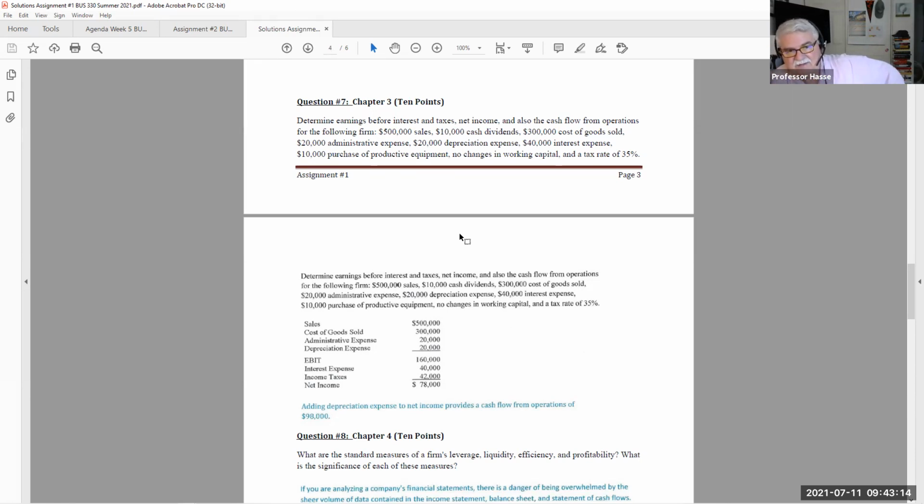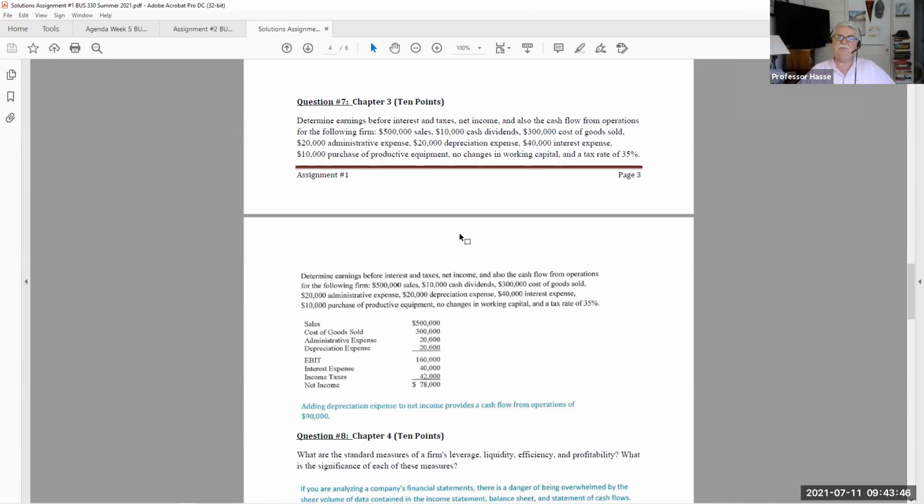So if we take our sales and our expenses, cost of goods sold, administrative expense, and depreciation expense, we get our first number, earnings before interest and taxes. That is called operating profit. You're determining earnings before interest and taxes. The answer, $160,000. From that, we subtract out interest expense, and we get our income before taxes. So 160,000 minus 40,000 is $120,000.